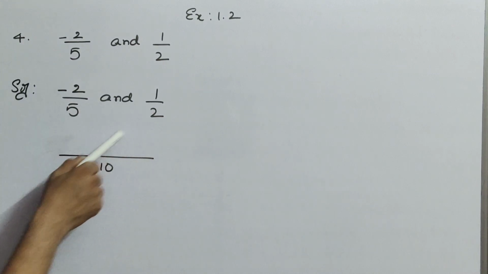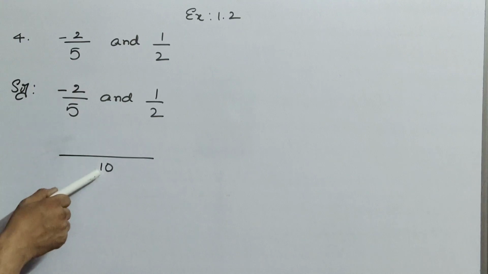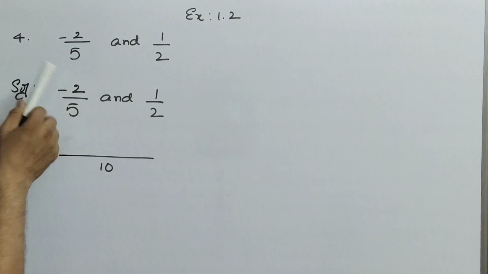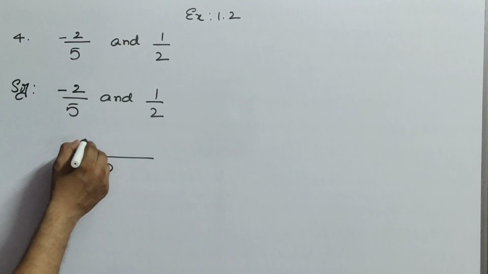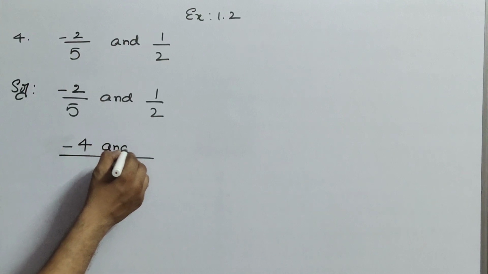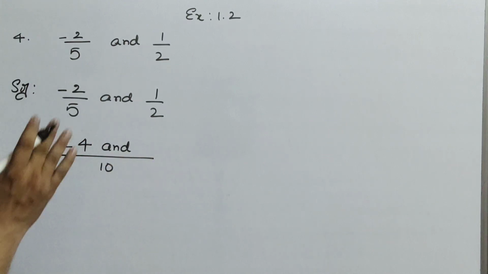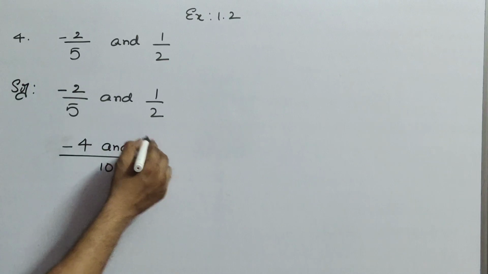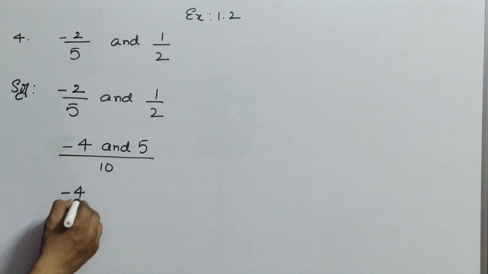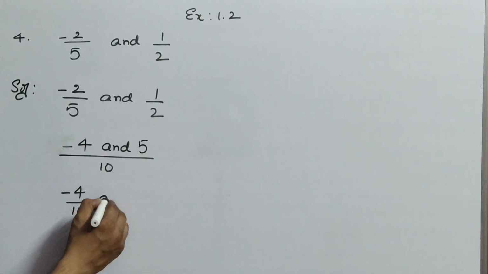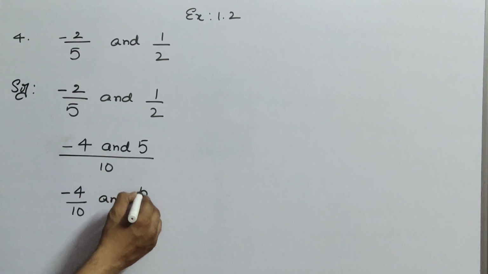What is the LCM of 5 and 2? 10. Now in 5 table 10 how many times? 2. 2 2s are 4. So -4. And 2 table 10 how many times? 5. 5 1s are 5. So -4/10 and 5/10.